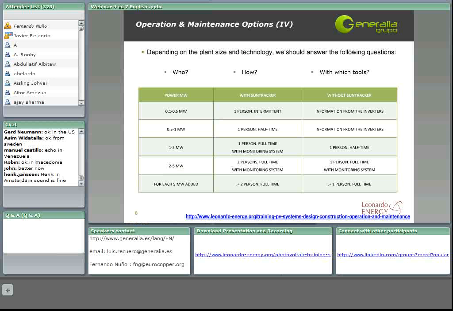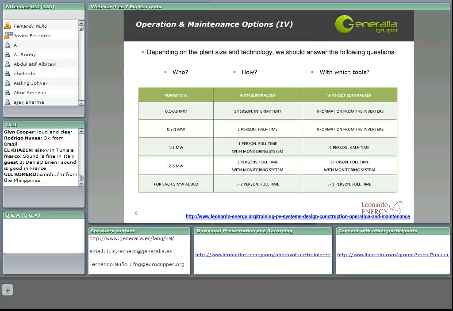A good practice for choosing an accurate maintenance policy could be answering the questions in this slide. Who, how, and with which tools? The answer will probably depend on our plant size. For example, here you have a table showing the recommended options for different sizes of ground facilities depending on whether we are using sun trackers or not.